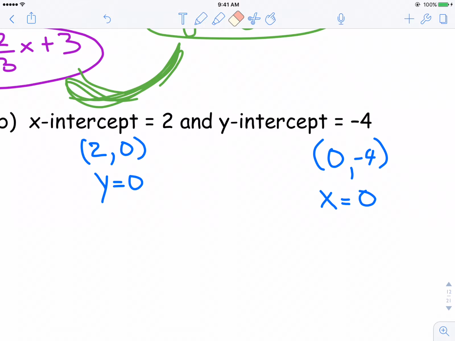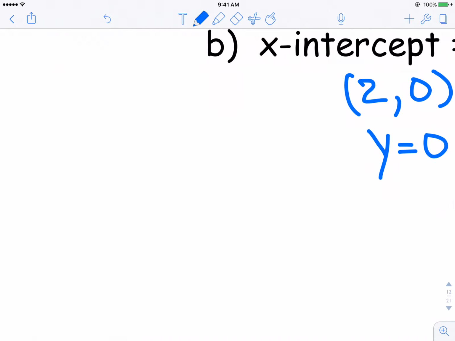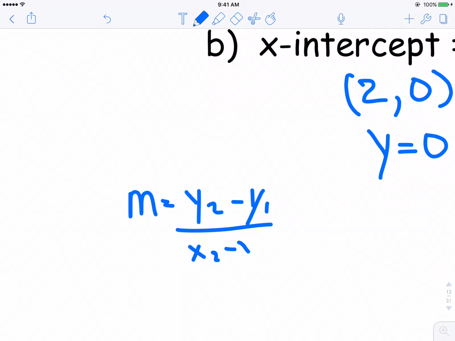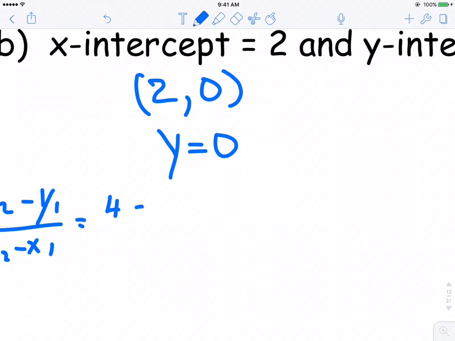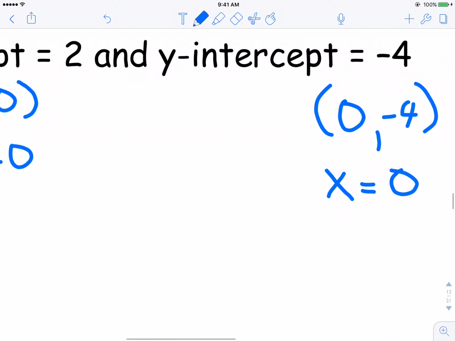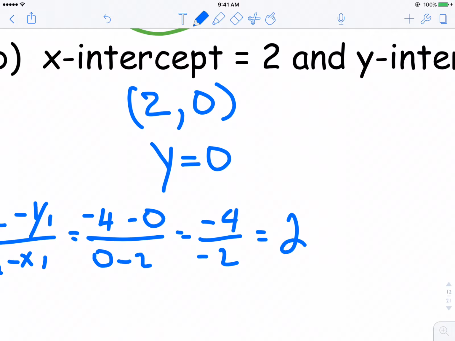I can use my slope formula and calculate my slope. Well, slope is equal to m, which is equal to y2 minus y1 over x2 minus x1. In this case is going to be -4 minus 0 over 0 minus 2, which is going to be -4 over -2, which is going to be 2. So the slope of my line is 2.